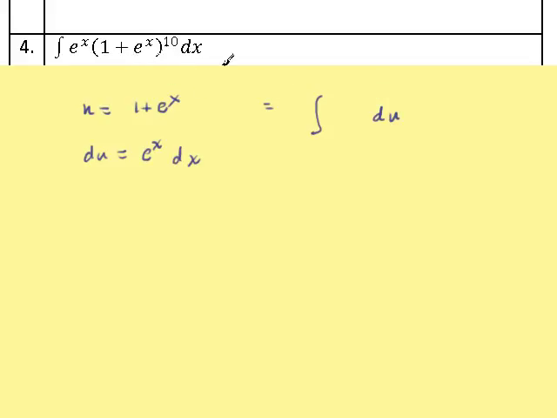And here we have u to the 10th. All right, so power rule, we get u to the 11th over 11 plus c. And now we put for u 1 plus e to the x. This is an 11 over here.